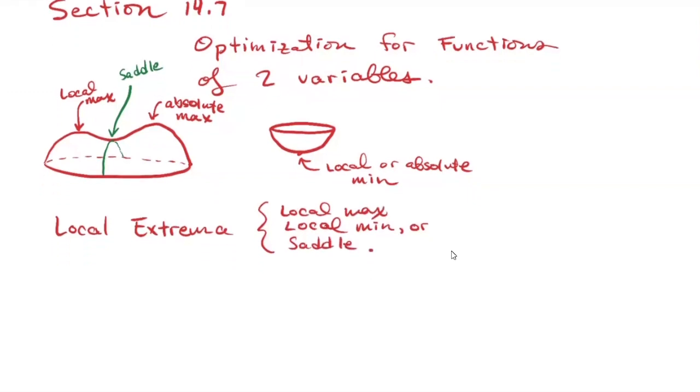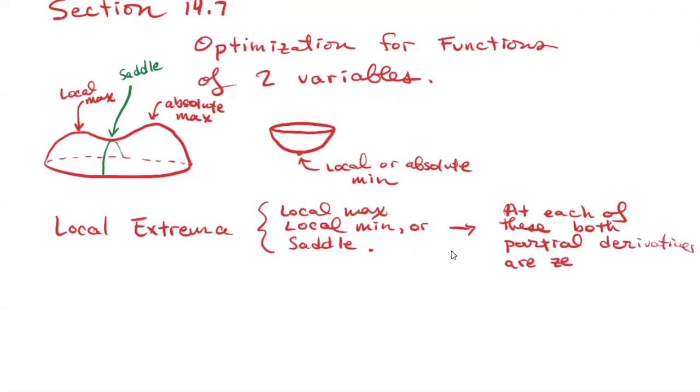Okay, at each of these points, the directional derivative is 0 in every direction. So at each of these, both partial derivatives are 0, which is another way of saying that the tangent planes are horizontal.